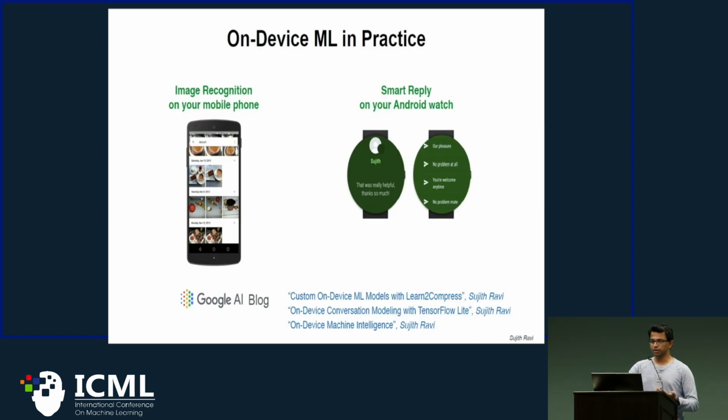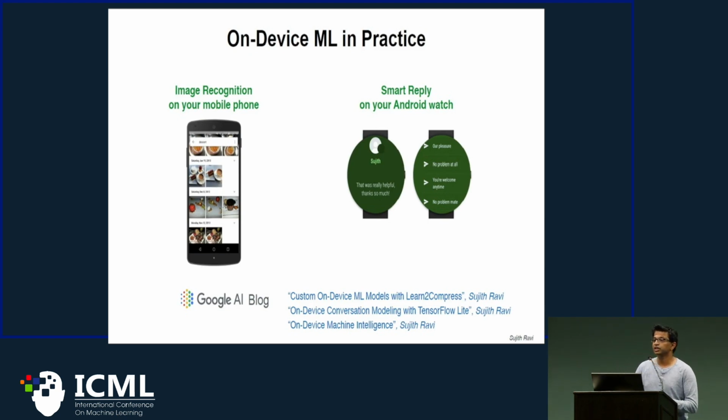This is not aspirational. You can already see many of these things working, in particular the work I'm talking about. Some of this is already powering image recognition on your phone, and also applications like Smart Reply. You can automatically respond to chat messages, and you can plug this into any app on your smartwatch. Here are some links if you're interested.